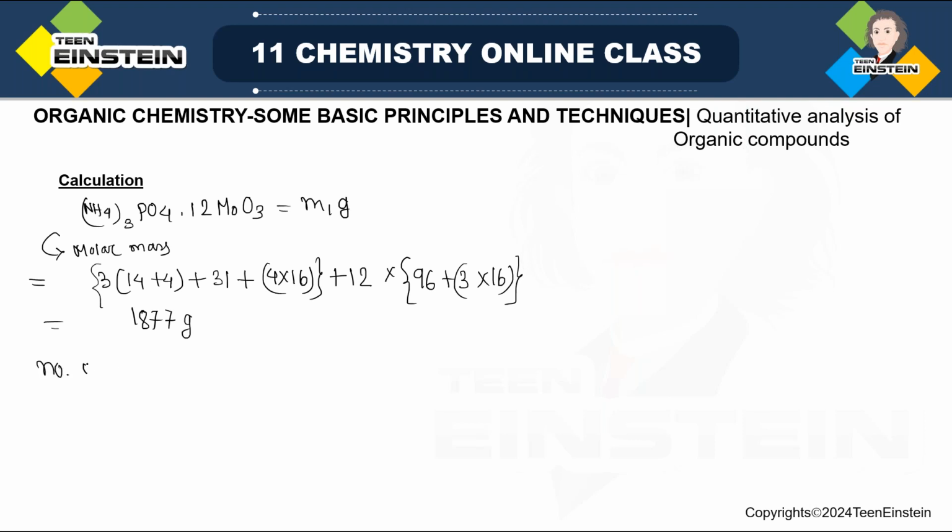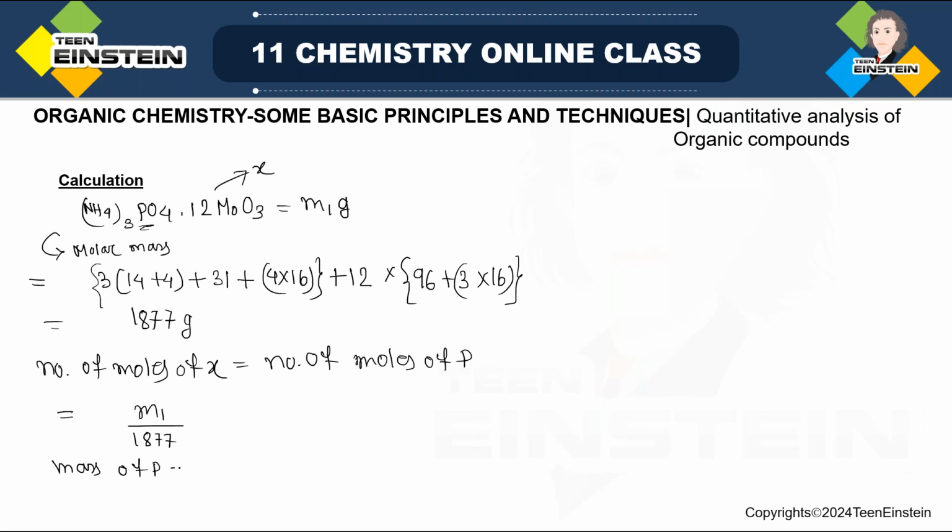Now in this case, the number of moles of this compound, I am just writing it as X for simplicity. Number of moles of X is also equal to number of moles of P, because per mole you have just one phosphorus, right? So simply divide m1 by 1877. Now once we have done this, the final step is easy.